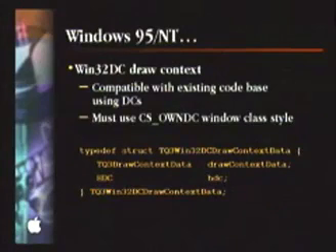The first kind of Windows NT/95 draw context is what we call a Win32 DC draw context. The DC is there because it is compatible with the existing code base for Windows, where access to the Windows system is through the DC. And just a note for the Windows programmers, you have to use the CS_OWNDC window class style, whatever that means.